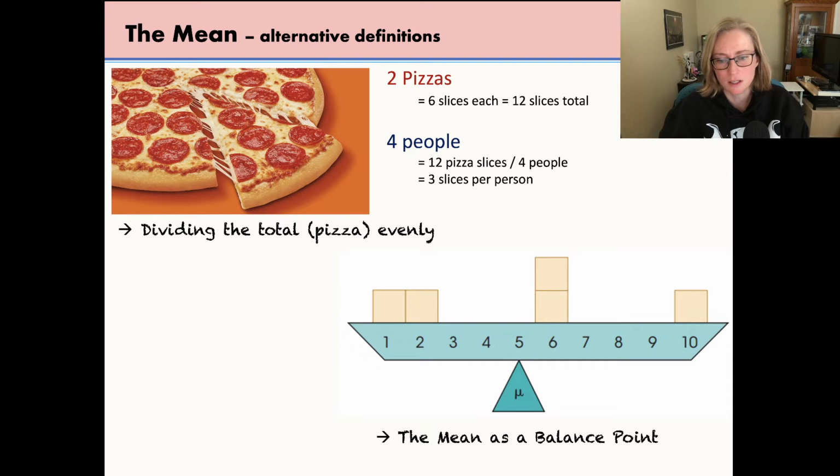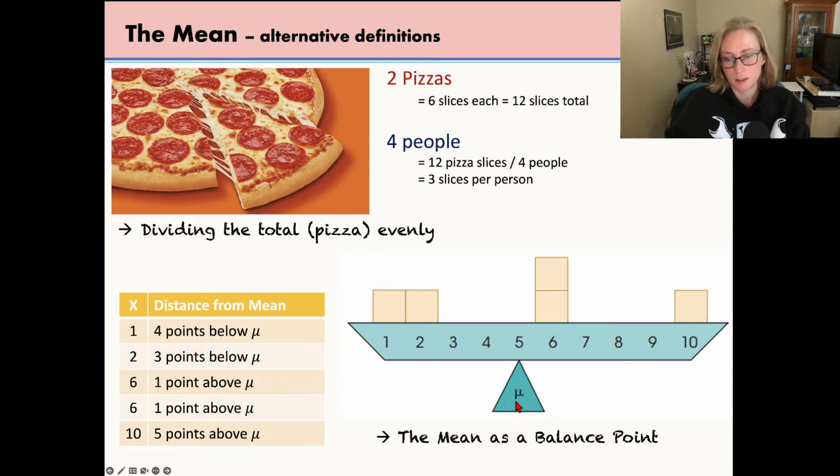Another way to think of it is the mean as a balancing point. So if we have these, 1, 2, 3, 4, 5 values, 2 are all the way down here, 2 are values of 6, and 1 is a value of 10. And here we have our mu, which is either exactly 5 or somewhere around 5. We can say, okay, these 2 values below are 4 points below mu, 3 points below mu, 1 point above each, and 5 points above.